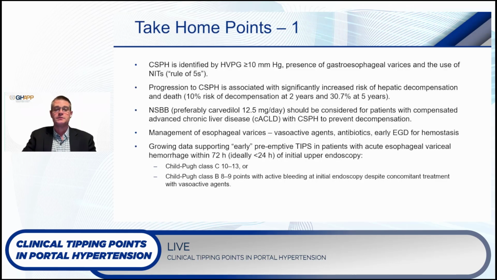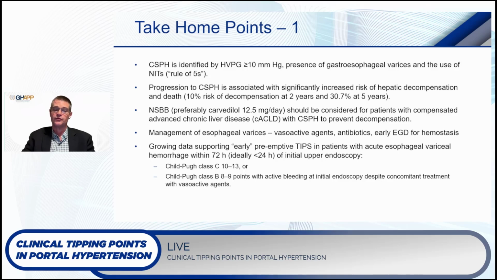So just to wrap up some take-home points, clinically significant portal hypertension is identified as an HVPG measurement of greater than 10 millimeters of mercury, the presence of gastroesophageal varices, and the use of NITs, such as the rule of fives, as you heard. Progression of CSPH is associated with significantly increased risk of hepatic decompensation and death. That's a 10% risk of decompensation at 2 years and almost 31% at 5 years.